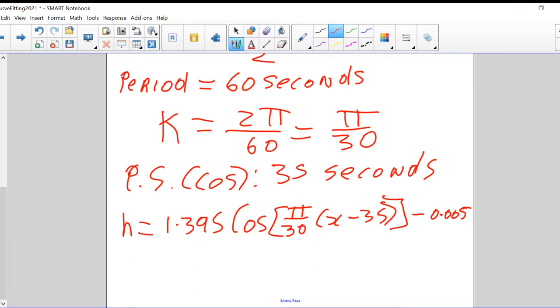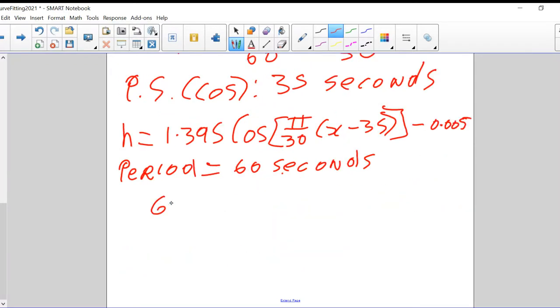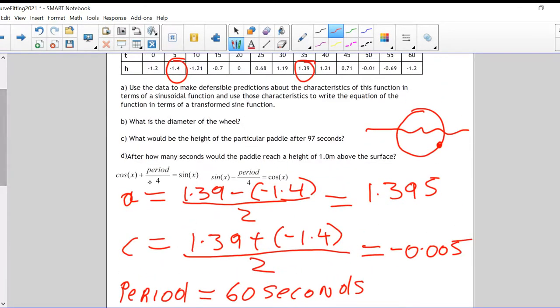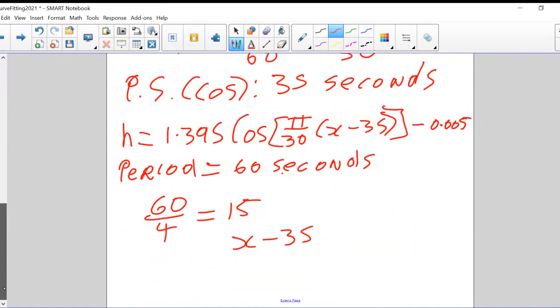No, I want to write this as a sine function as well. Now, remember, I need to find a quarter of the period. The period we said was 60 seconds. I'm going to take that 60 seconds and divide it by 4. So for me, that's 15. I'm going to take my x minus 35. Remember, cosine to sine: to go from cosine to sine, I add a quarter of the period. I'm going to add on to that the 15 seconds. So here's my new phase shift: x minus 20.